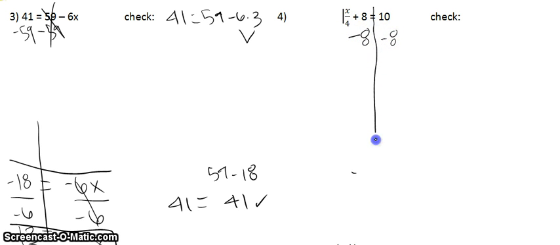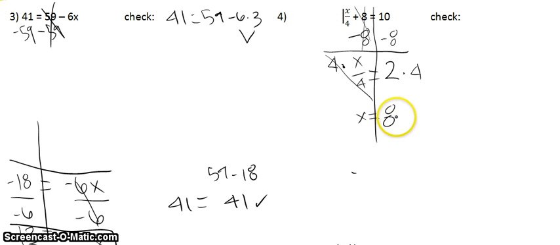So I've gotten rid of my wingman, and I just have me and my date left. Over here I have 10 minus 8 is 2. Now, this operation, remember, means division. So x is being divided by 4. So to undo that, I need to multiply by 4. That'll get rid of my date. I need to multiply by 4 over here. So I get x is equal to 8.